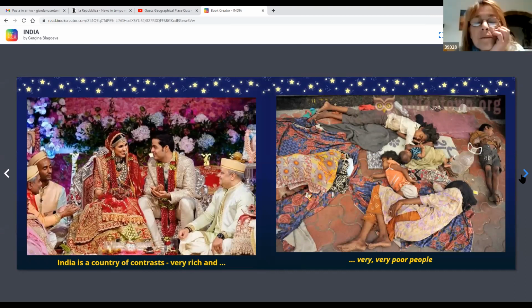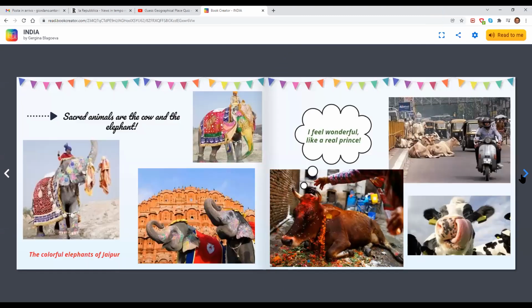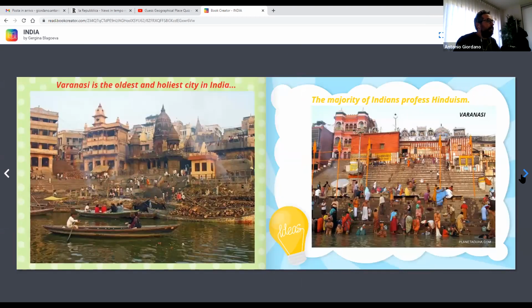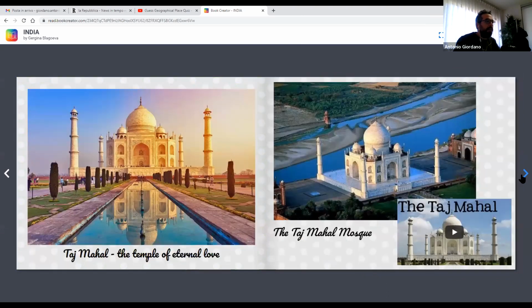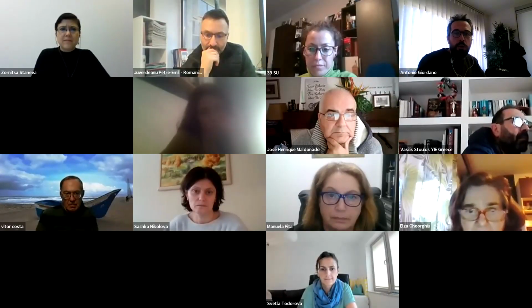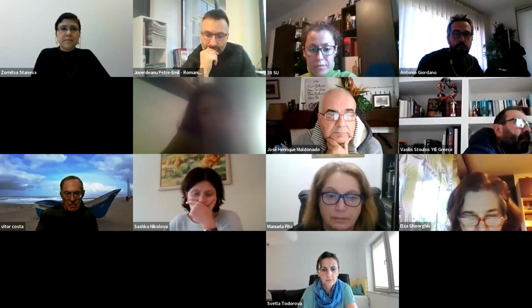India is a country of contrast, very rich and very, very poor people. Some interesting images and pictures from India. The biggest cities: Mumbai, New Delhi, Calcutta, and so on. So this is an activity students could be involved in during the activities to be done in class, with also some links to external sources. So I will go back to the presentation.